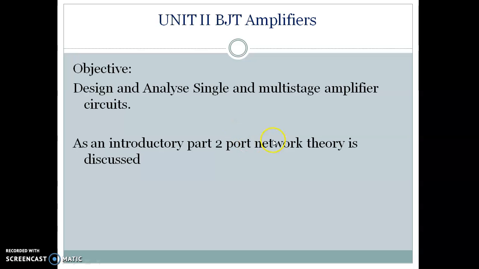So for that purpose, we are going to find a suitable model which can model my amplifier as a two-port network. So we have a basic introductory part of two-port network theory now.